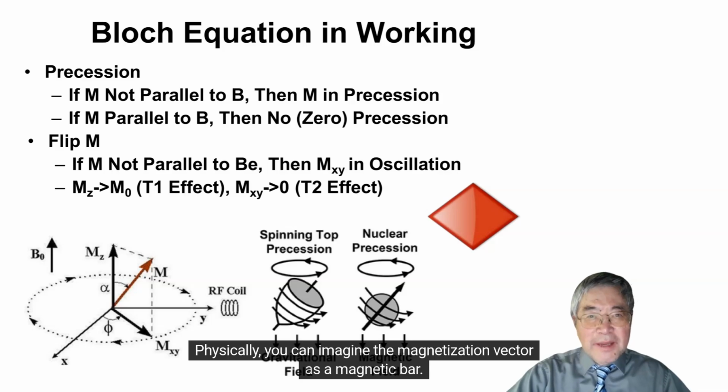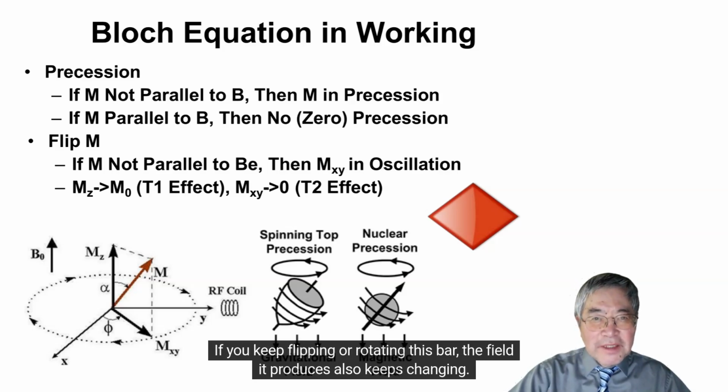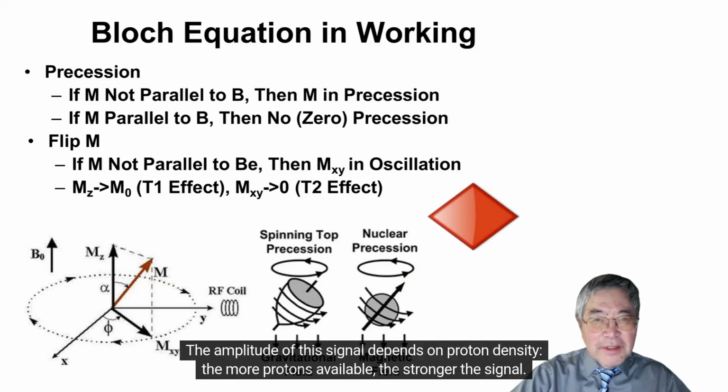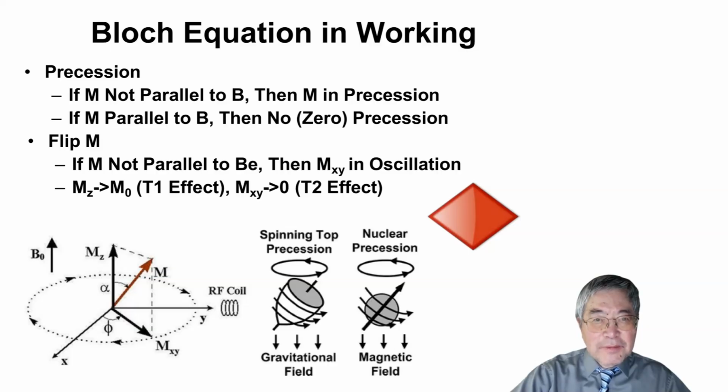Physically, you can imagine the magnetization vector as a magnetic bar. If you keep flipping or rotating this bar, the field it produces also keeps changing. That changing field drives current in the coil, which is exactly what we detect as the MR signal. The amplitude of this signal depends on proton density. The more protons available, the stronger the signal.